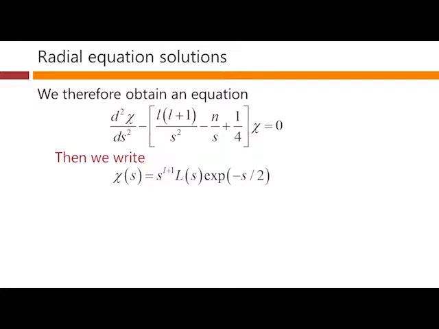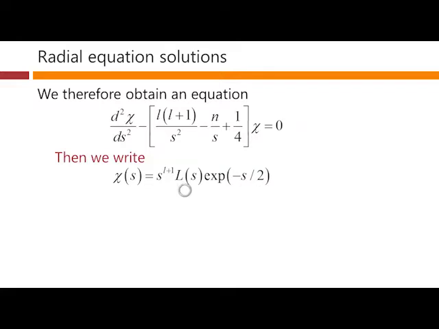Then let's presume that this chi of s function is s to the little l plus 1 times some function, capital L of s, times e to the minus s over 2. Now, incidentally, this capital L here is nothing to do with the angular momentum operator. It's just because of the particular name we're going to end up with for these functions that we're also using the letter capital L here, but don't confuse this with any solutions of the angular momentum equation. This is a standard notation, though, for the functions we're about to come up with.